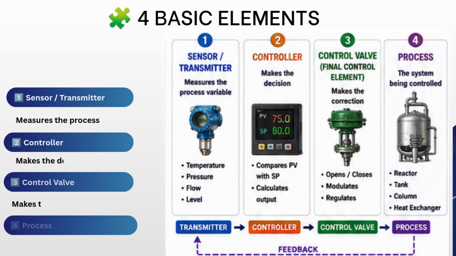A typical control loop has four important parts. The sensor or transmitter measures the process variable. The controller compares the measurement with the set point and determines what correction is required. The control valve or other final control element then changes the process. The process responds and measurement is sent back again.